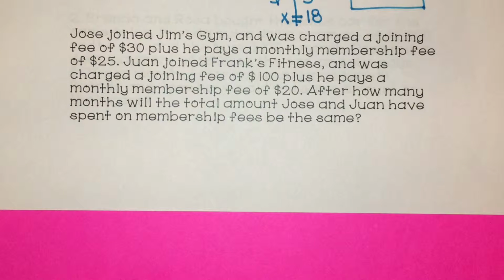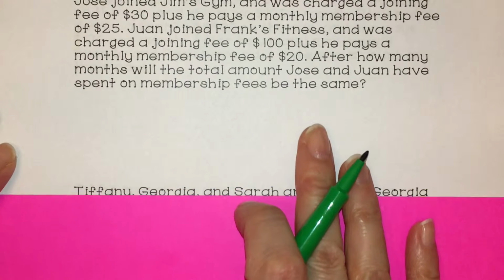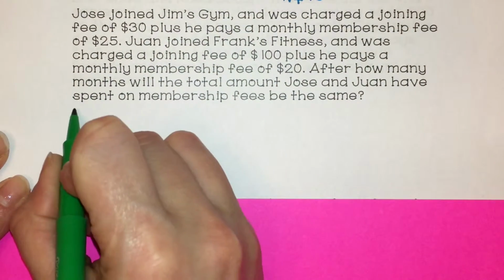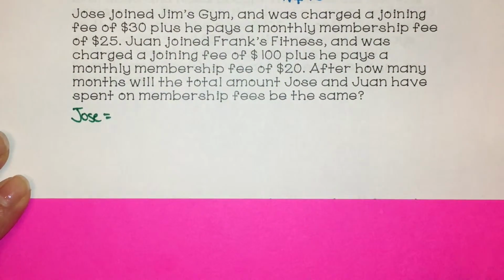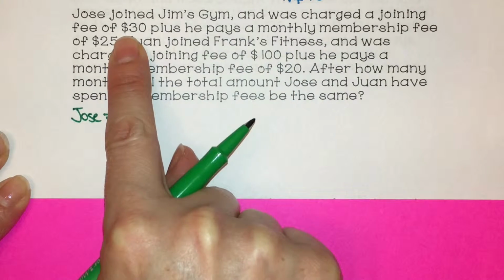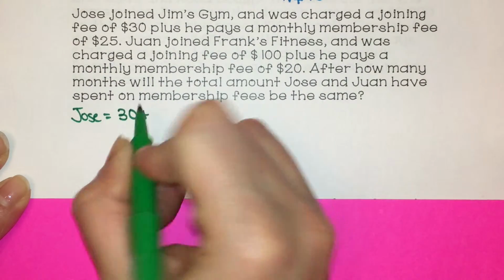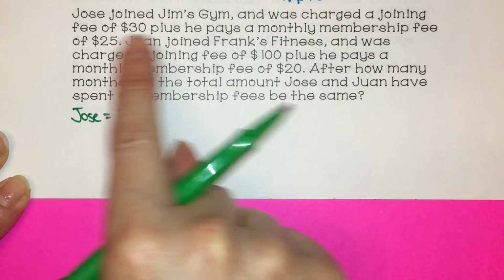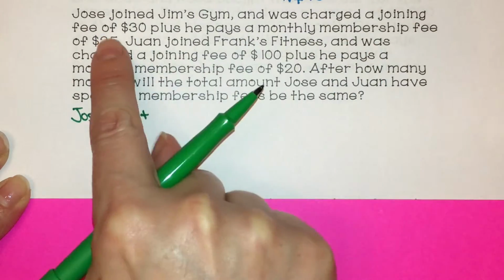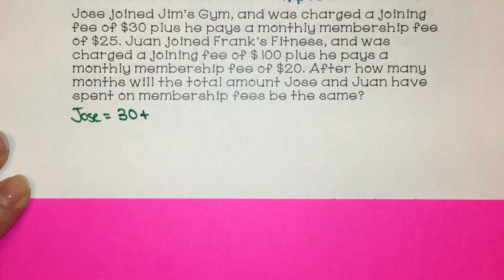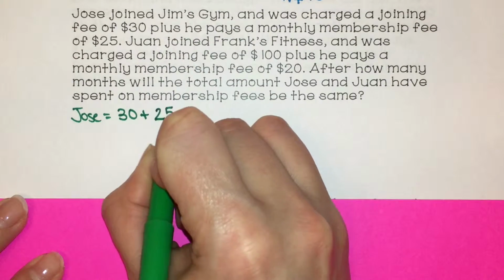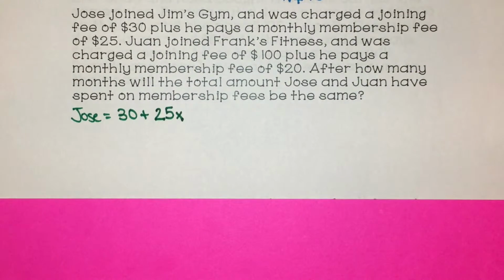Okay, so let's look at how much they're paying individually for membership fees. So we have Jose. He spent on his joining fee a flat fee of $30, plus he spends monthly a fee of $25. So it's 25 times X. I'm going to have X represent the number of months. So 25 times the number of months, or just times X.